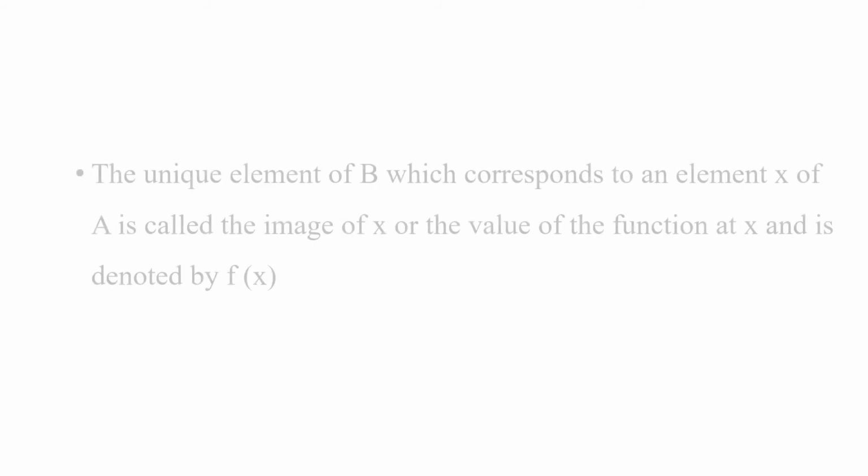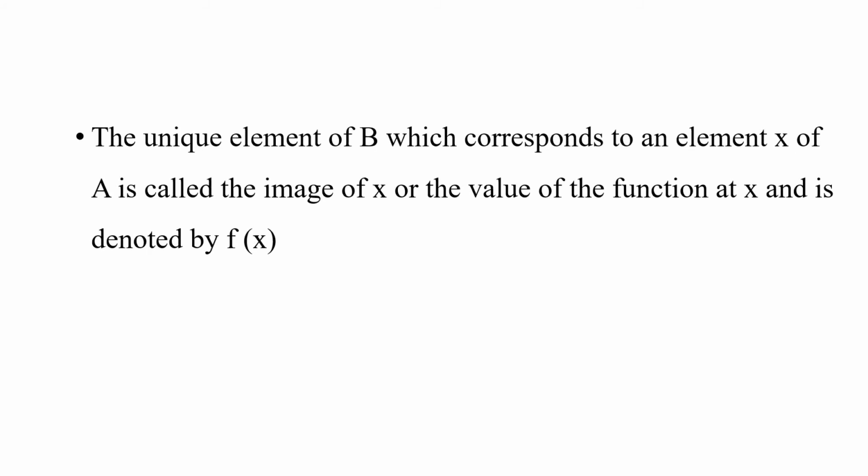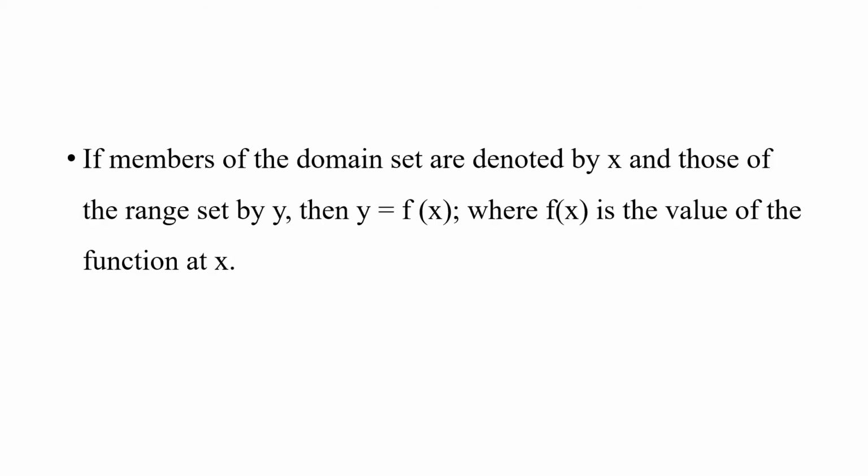The unique element of B which corresponds to an element x of A is called the image of x or the value of the function at x and is denoted by f of x. x is called the pre-image of f of x. If the members of the domain set are denoted by x and those of the range set by y, then y equals f of x, where f of x is the value of the function at x.